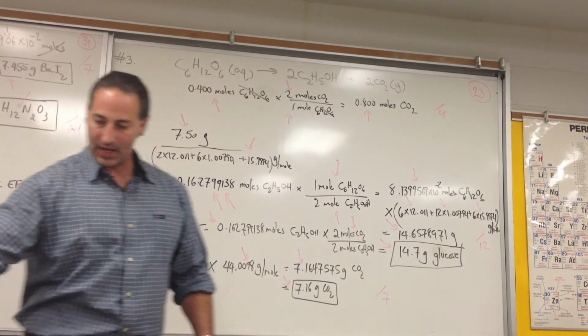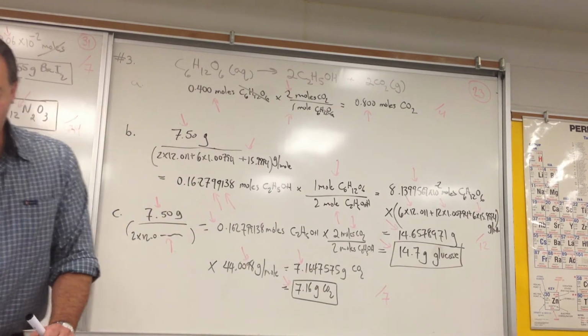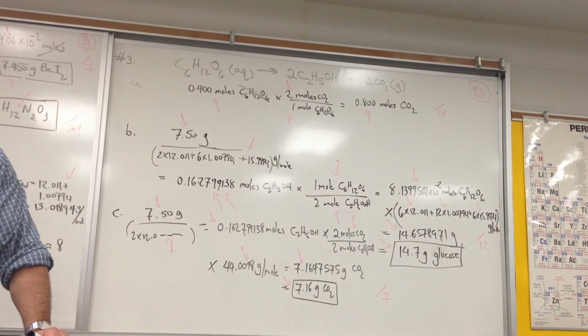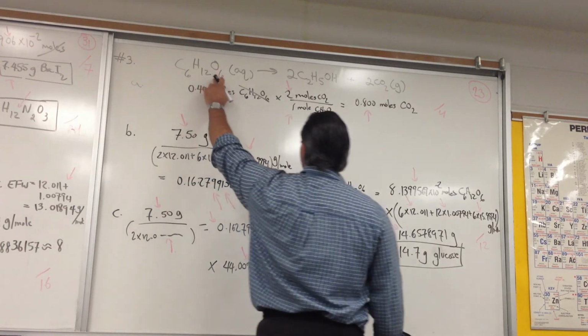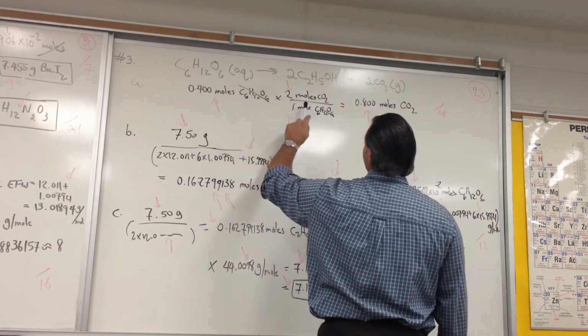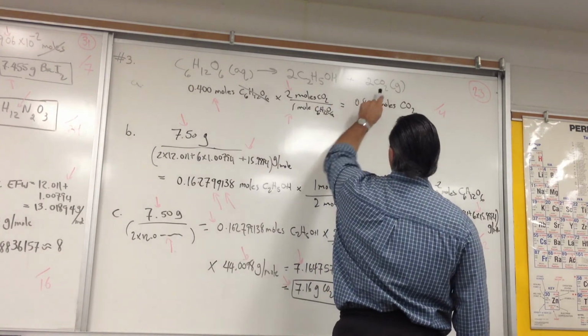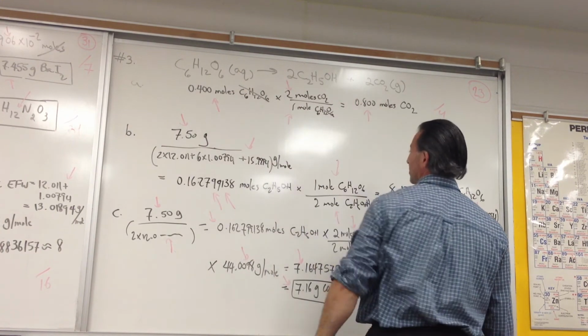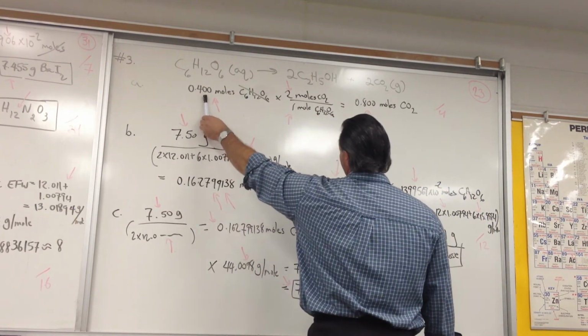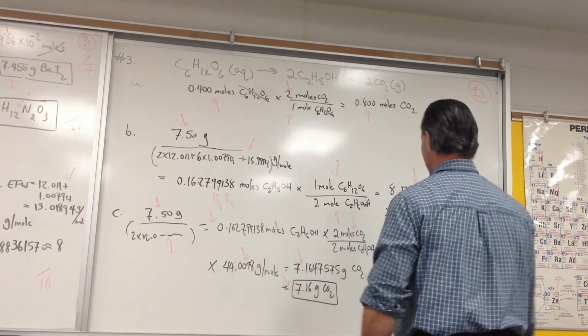Third question asks, the fermentation of glucose, C6H12O6, produces ethyl alcohol, C2H5OH, and carbon dioxide. A asks, how many moles of carbon dioxide are produced when 0.4 moles of glucose reacts? Well, the stoichiometry is 1 to 2. So for every 1 mole of glucose, you're going to get 2 moles of CO2. But we have 0.4 moles of glucose, multiplied by 2, you get 0.8 moles of CO2.